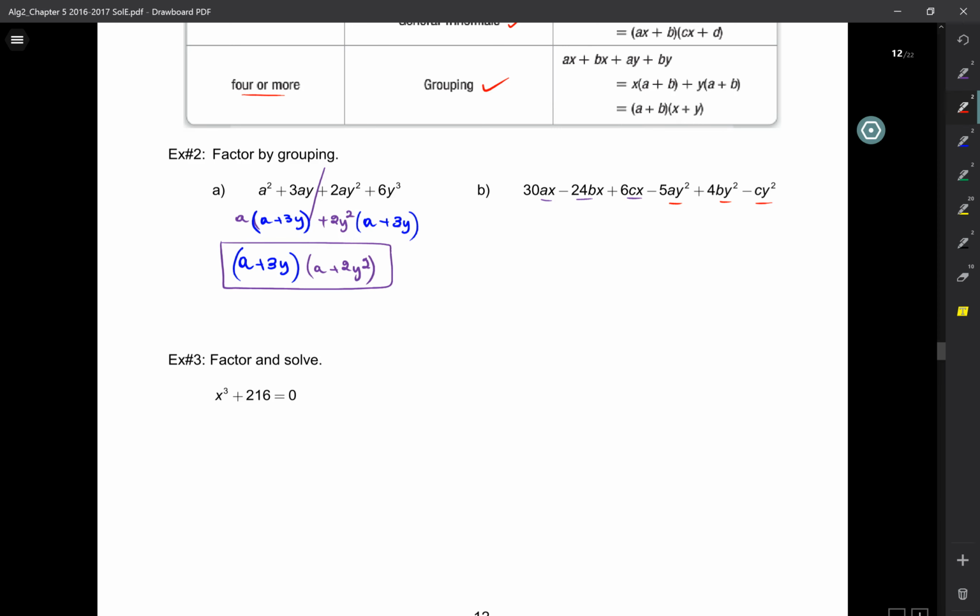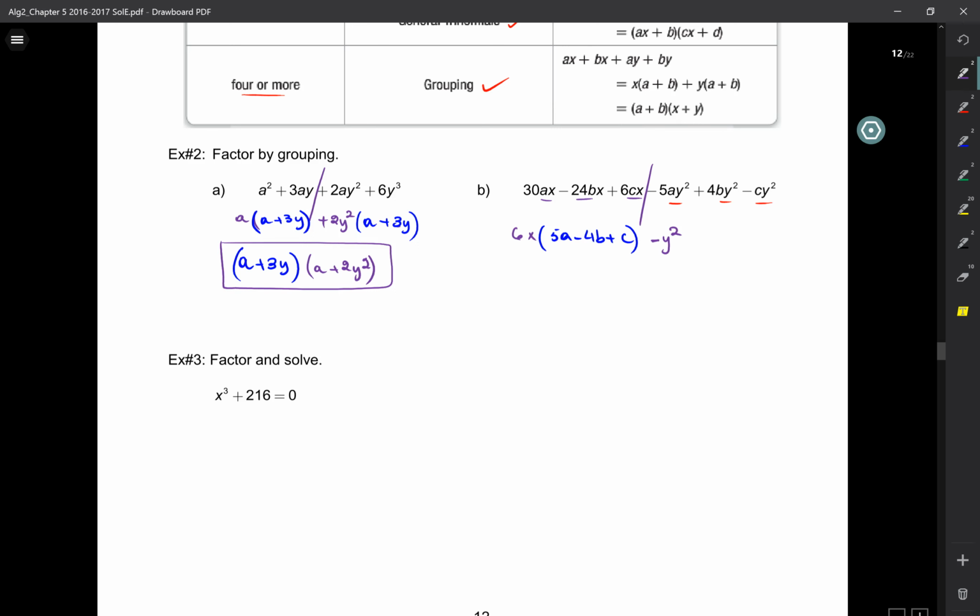One of them has a 6. Once you split it this way, from this side, we're going to factor out a 6x, and we're going to get 5a minus 4b plus c. And here, what can we factor out? A y squared, so a positive y squared. Let's do negative y squared.